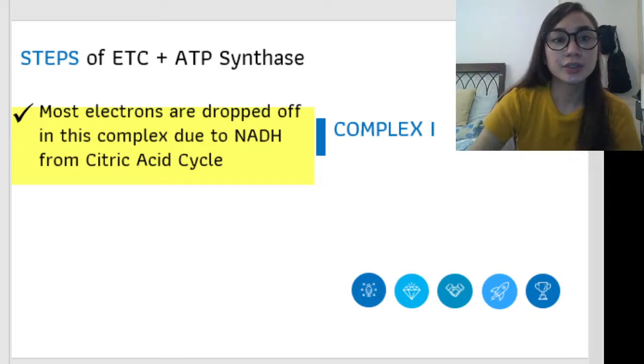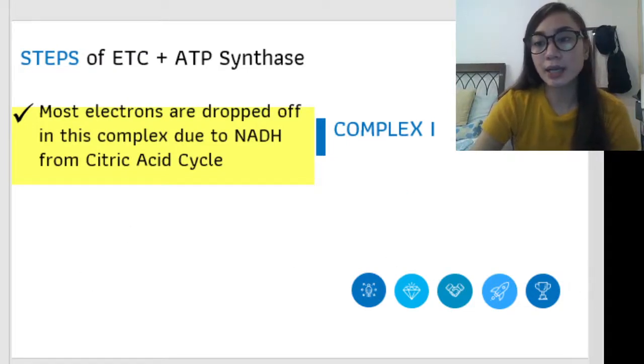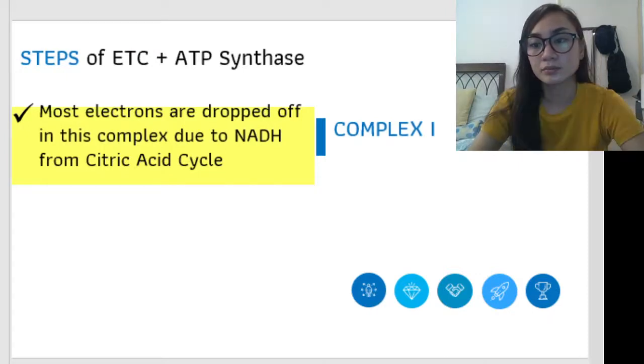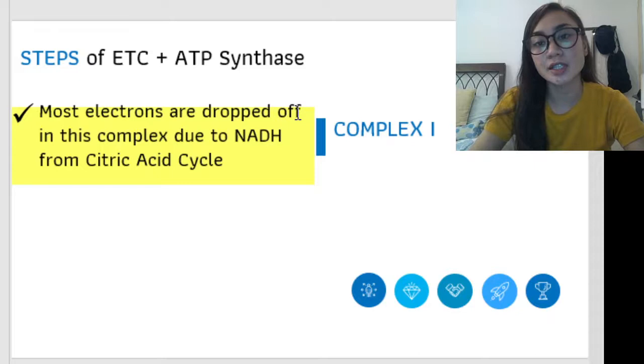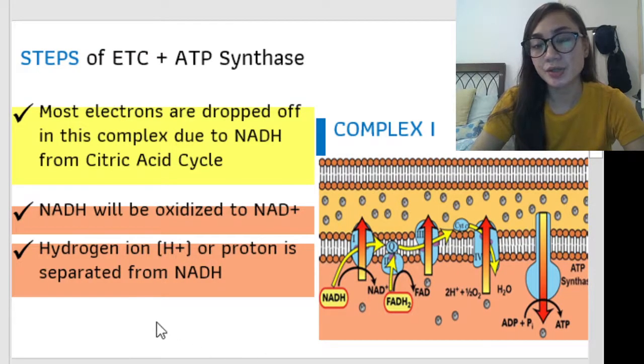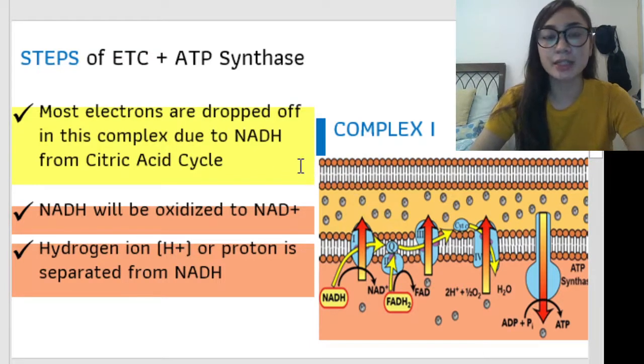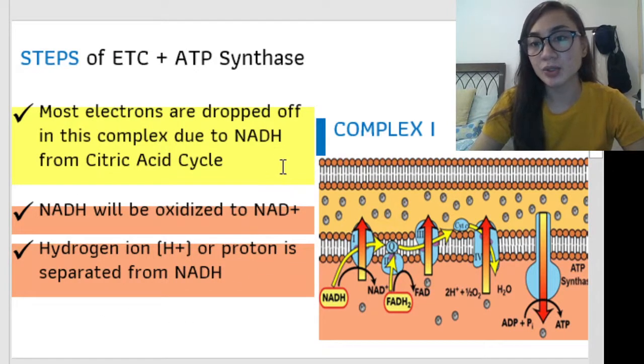Okay, so, ngayon, titingnan naman natin yung kada complex, ano nangyayari doon. So, complex 1, it is where most of the electrons are dropped off in this complex due to NADH from citric acid cycle. So, as you can see, color-coded yung ating PowerPoint kasi mapapakita dito on where it is located or where the reactions are happening. So, for yellow, nangyayari siya sa intermembrane space. For orange, nangyayari siya sa matrix.